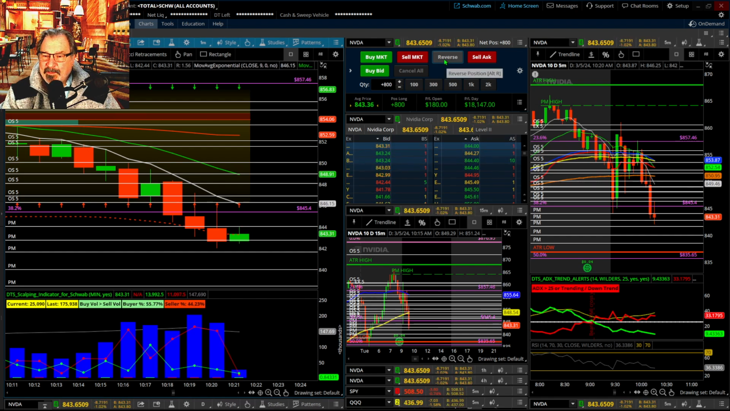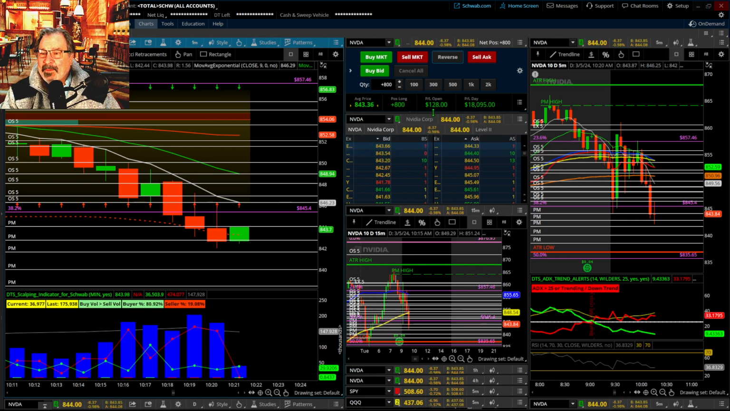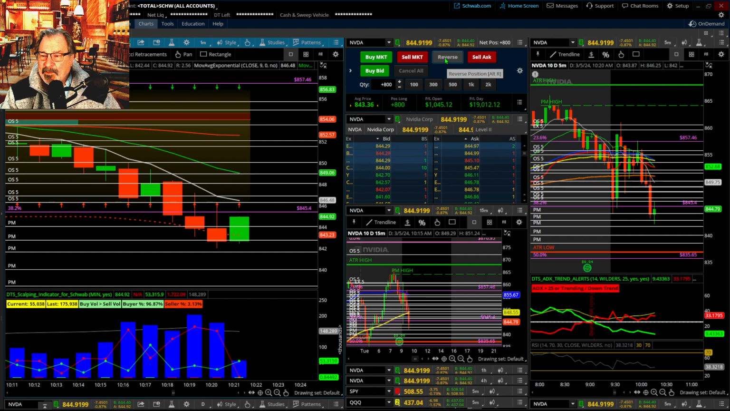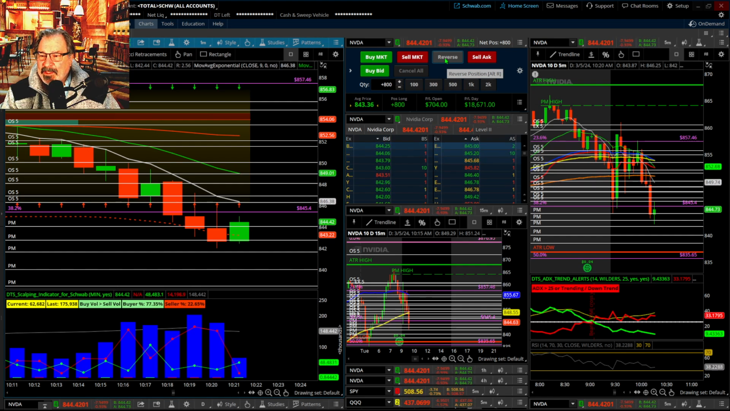Get ready to reverse back again. Look off that fib. Reverse off that fib, guys. Close to that fib is what you want to think about. 45 even dollar. This is just a pull back, a sort of retrace of where it was. That's what it looks like to me.